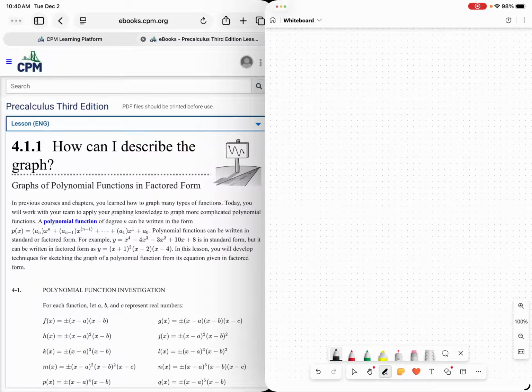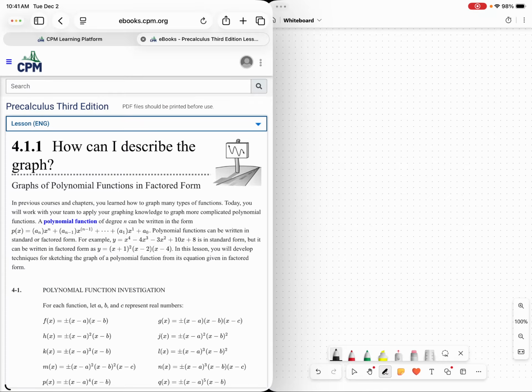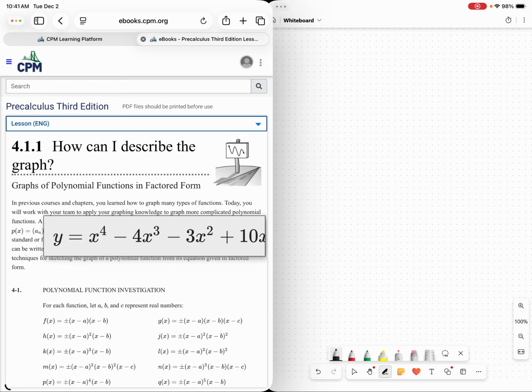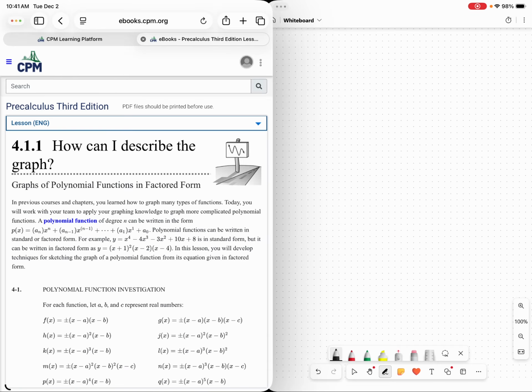So a polynomial function of degree n can be written in this form. If you look at this, it's a constant or some number, and x to the n, and that exponent then goes down by 1 all the way until there is no exponent. To give you a better idea, they give you an example here. This is like x to the 4th, x to the 3rd, x squared, x to the 1st, and then no x. And you can see there are constants in front. So that's standard form for a polynomial.